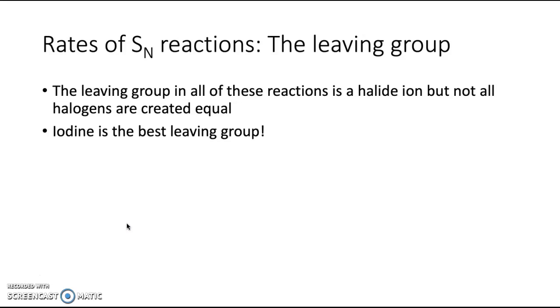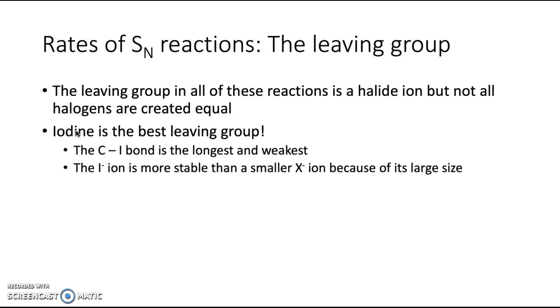Okay, so the first thing we want to consider is the leaving group, the halogen that breaks off. The one that's the biggest is actually the best leaving group. So if you have a haloalkane with iodine, it's going to react in an SN mechanism way faster than one with fluorine or chlorine. And that's just because the C-I bond is long and weak compared to the C-F bond.